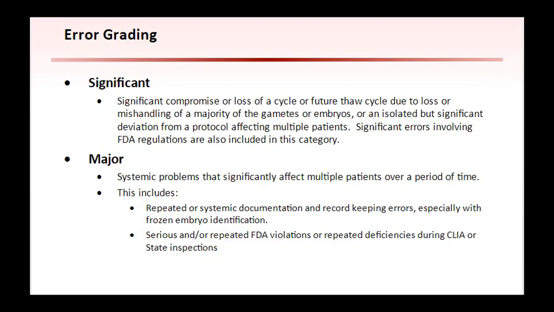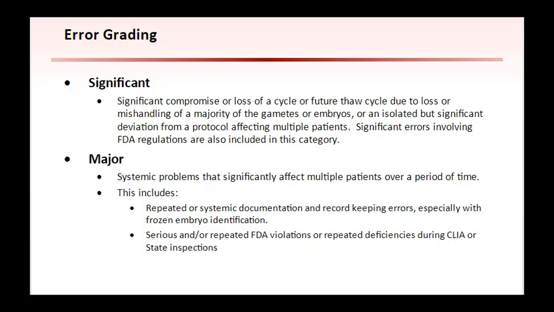A significant error is defined as a significant compromise or loss of a cycle or future thaw cycle due to loss or mishandling of a majority of the gametes or embryos, or an isolated but significant deviation from a protocol affecting multiple patients. Significant errors involving FDA regulations are also included in this category.